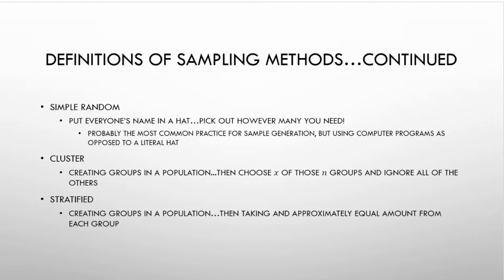You don't have to literally do that. But again, stratified, you have groups. You take some from each, so approximately an equal amount. It doesn't have to be exact. It's not like you have to say 1 from each or 20 from each. As long as they're close, you're good. And again, clusters, you make groups, and then you say, okay, the first 2 groups come up. Everyone else, you can go home. So however you remember the difference between those 2.